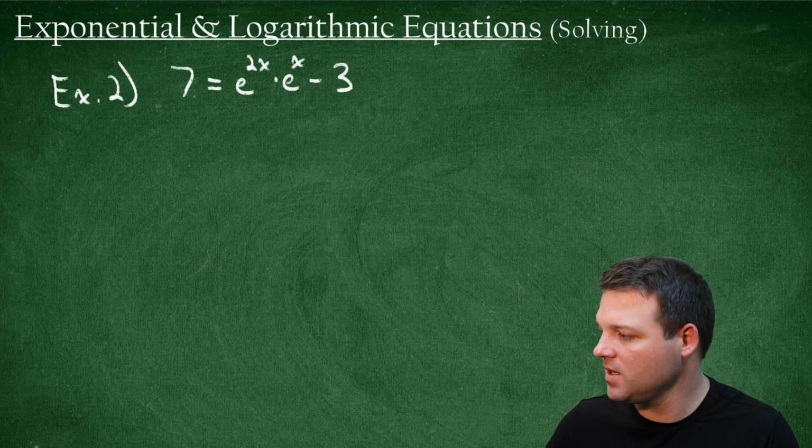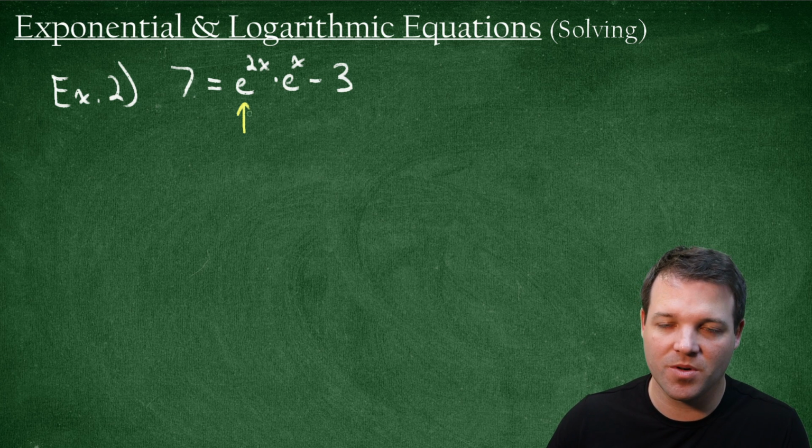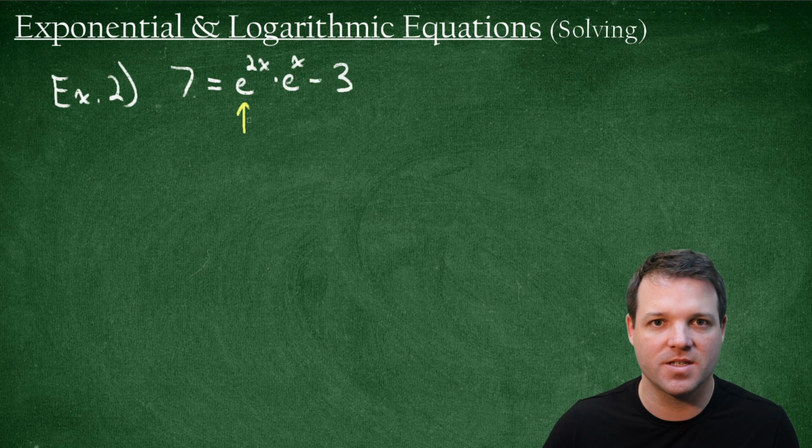All right, let's go ahead and do a slightly more complicated one. So in this case, I have 7 is equal to e to the power of 2x times e to the power of x minus 3. And don't get freaked out by e. That is not another variable. Remember, that stands for an actual number. That is Euler's number, that 2.7 blah, blah, blah. It's an irrational number, kind of like pi.